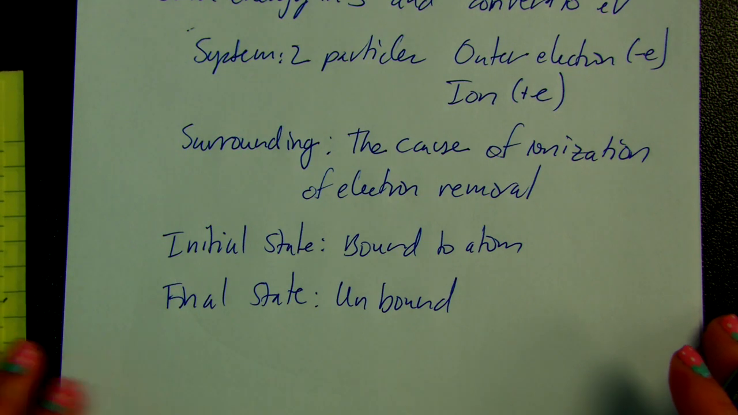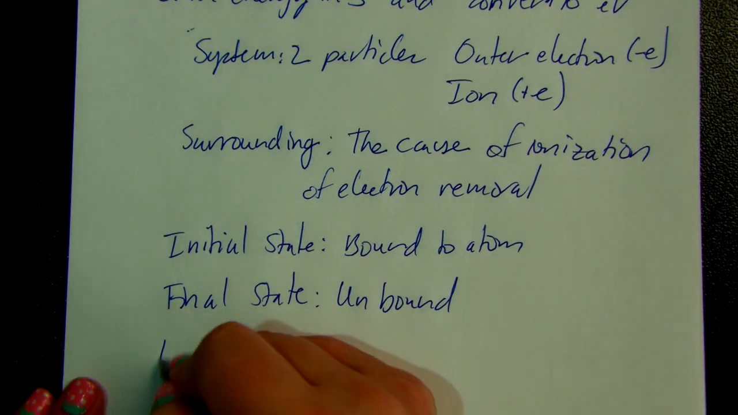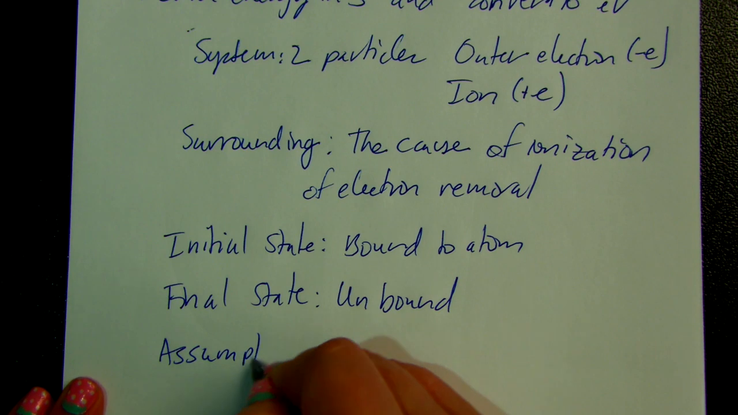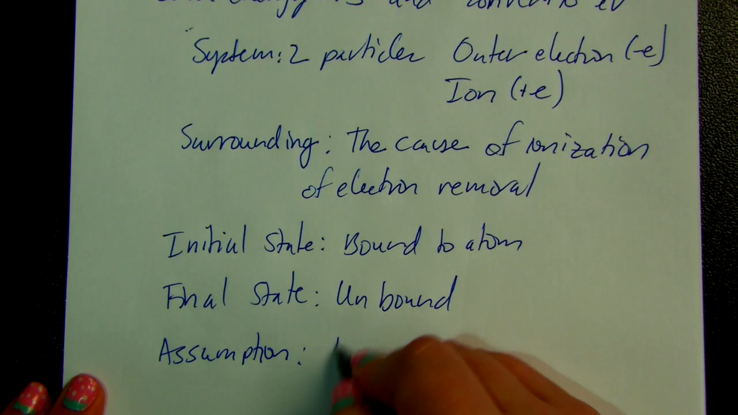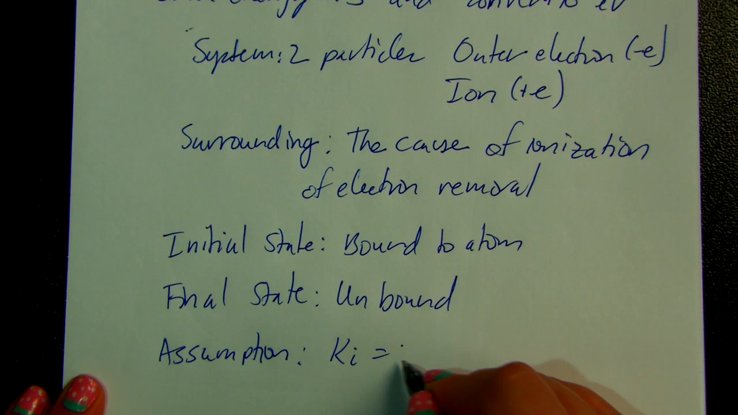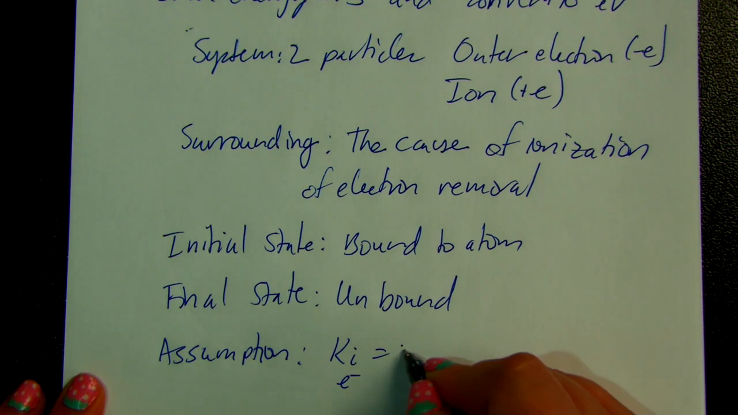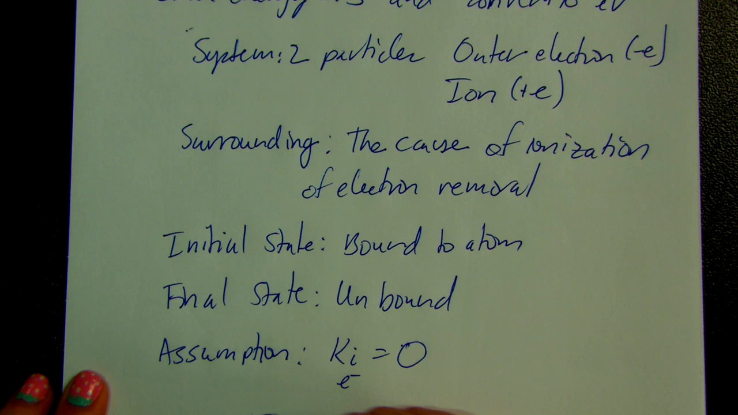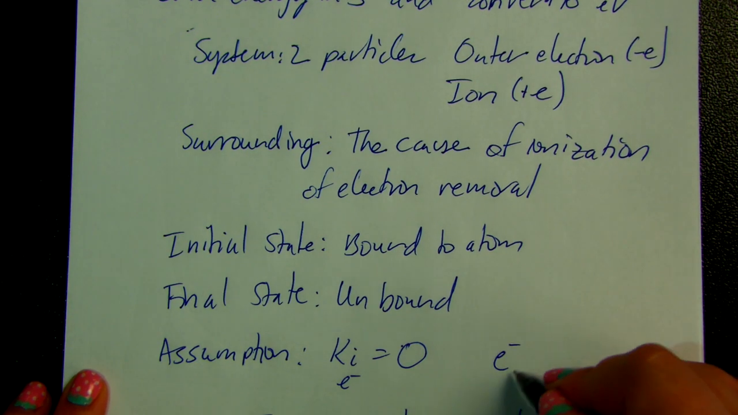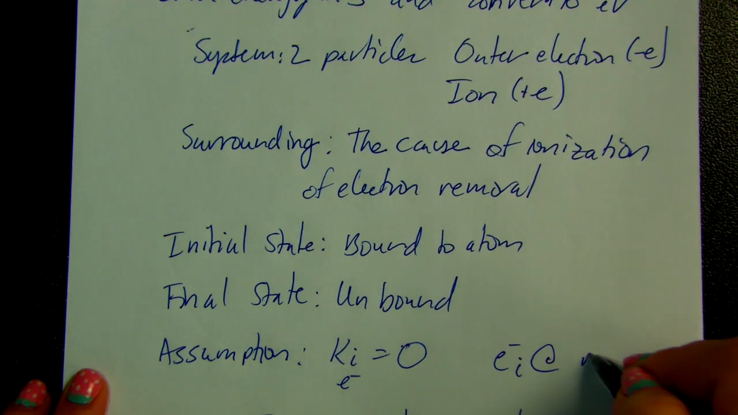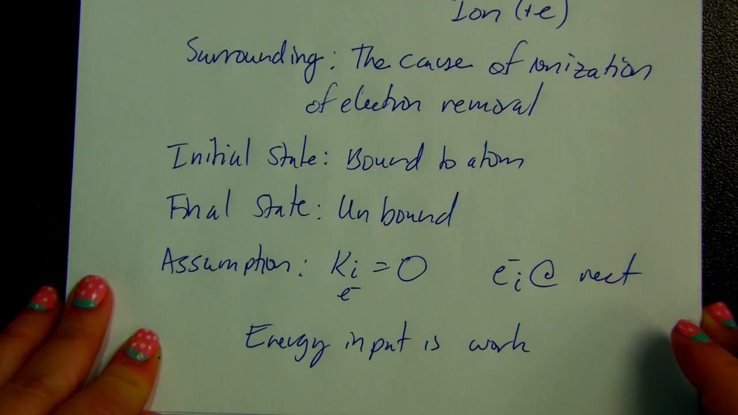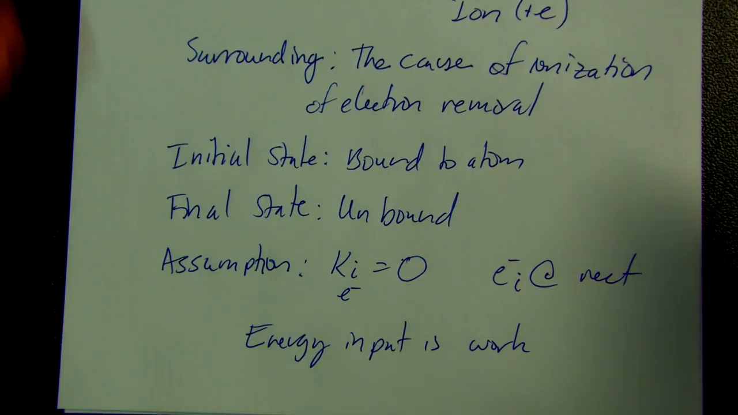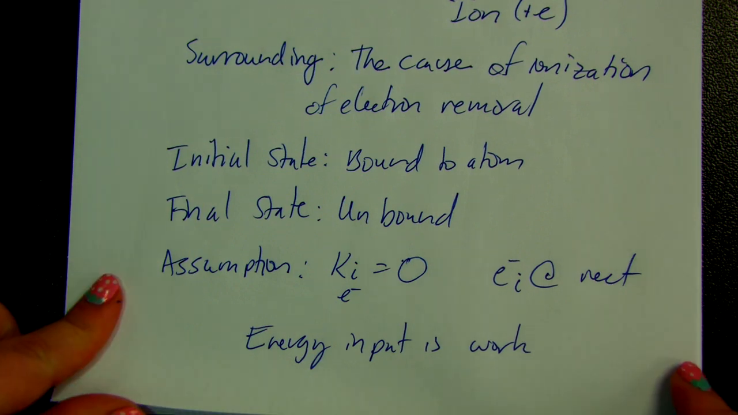And so we're going to make a couple assumptions to go after this estimation. We're going to assume that the initial kinetic energy of the electron is equal to 0, so the electron is initially at rest, and that the energy input is work. Okay, so this is our problem. Now we're going to move on to our energy principle setup.